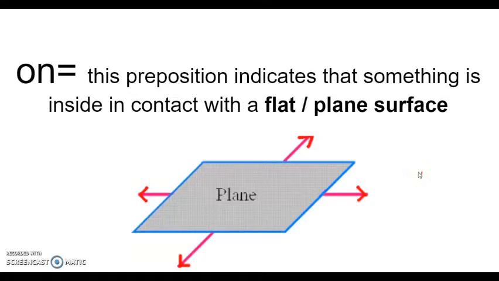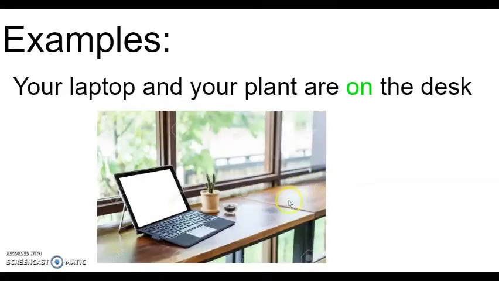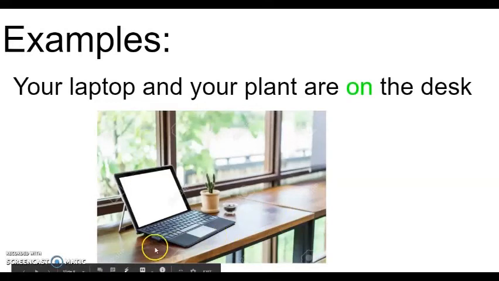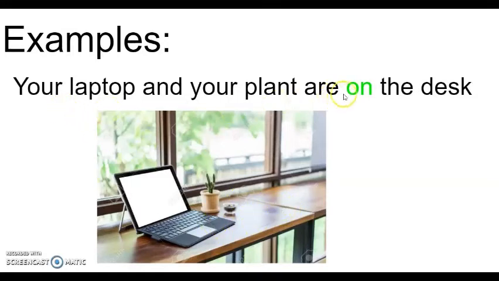What about the preposition on? The preposition on is used to indicate that something is in contact with a surface, a flat or plane surface. For example, we have the desk. A desk is a flat surface. So if something is over this surface, we say that the object is on. For example, your laptop and your plant are on the desk.